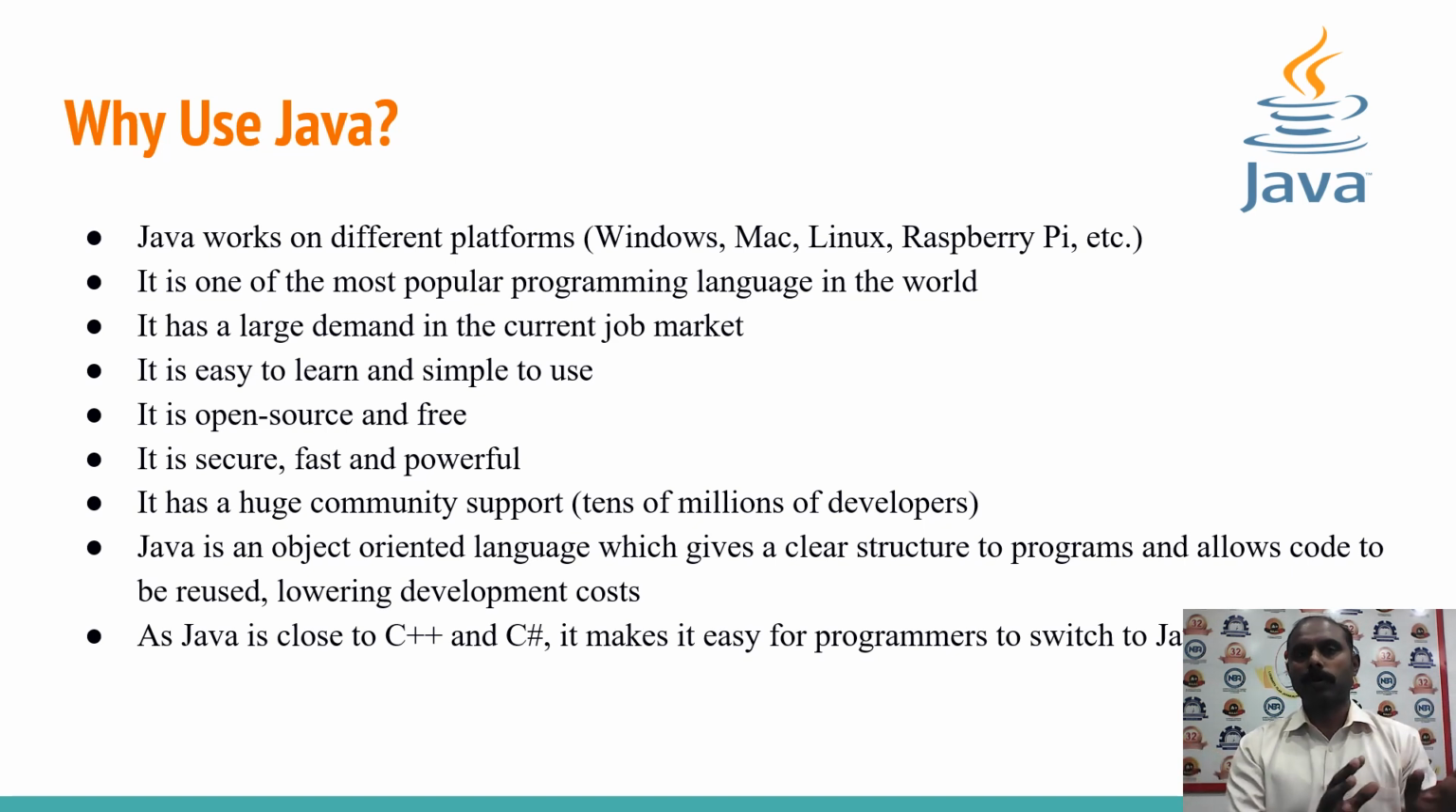Java is one programming language which can work on Windows, which is a Microsoft product, Mac, which is an Apple product, Linux, which is open source, Raspberry Pi, etc. So Java is a programming language which can run on all platforms, all operating systems. That is why we should learn Java.